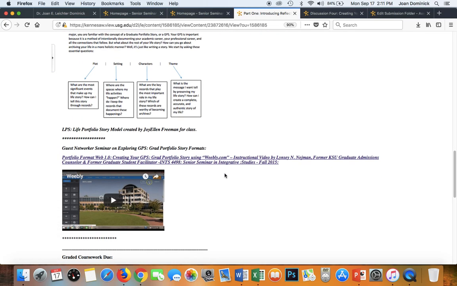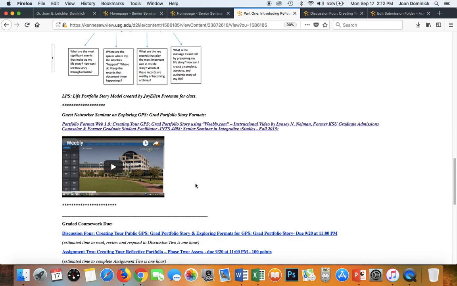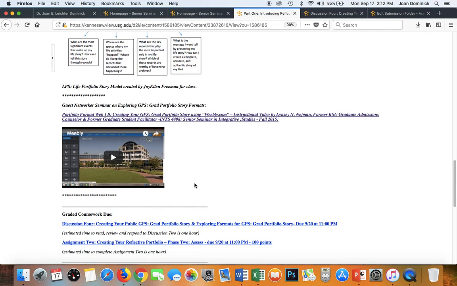Also, I would like you to look at another guest networker for exploring GPS grad portfolio story formats. And this is one done by Lindsay Nyman. She was a former grad admissions counselor here at Kennesaw and the former grad student facilitator in the INTS class with me in fall 2015. She used Weebly. She had to create a portfolio in graduate school, and she used Weebly. So she put together a Weebly.com presentation for us to see if you like that as well.